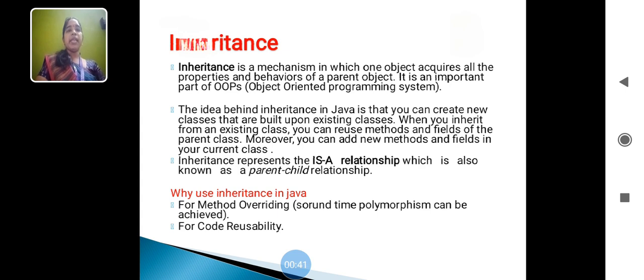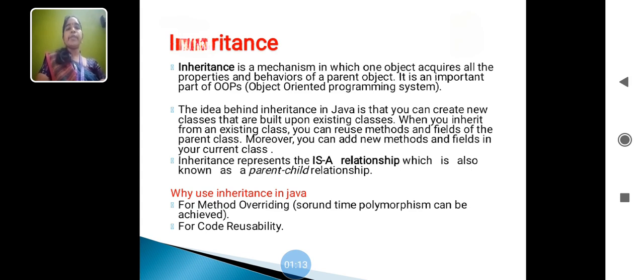The idea behind inheritance in Java is that you can create new classes that are built upon existing classes. When you inherit from an existing class, you can reuse the methods and fields of the parent class. Moreover, you can add new methods and fields in your current class. Inheritance represents the IS-A relationship, which is also known as a parent-child relationship. This IS-A relationship is also represented in database management systems.